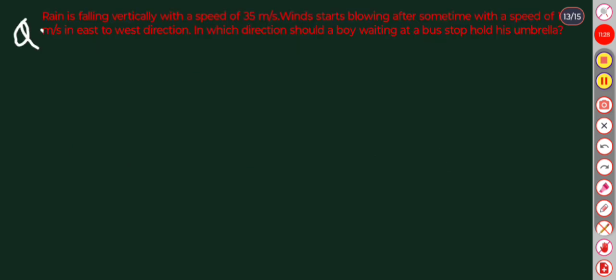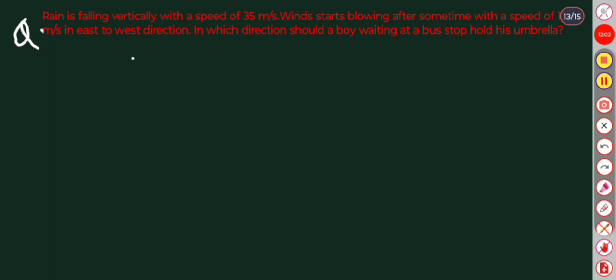For example, a question is taken here. Rain is falling vertically with a speed of 35 meter per second. Wind starts blowing after some time with a speed of 12 meter per second in the east to west direction. In which direction should a boy waiting at a bus stop hold his umbrella? I am going to solve this question.